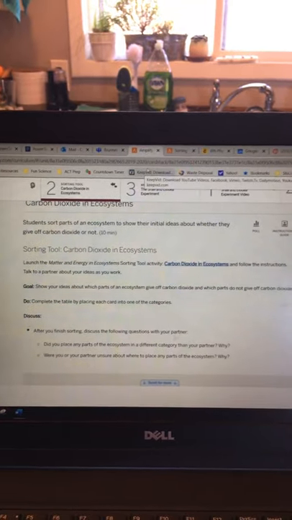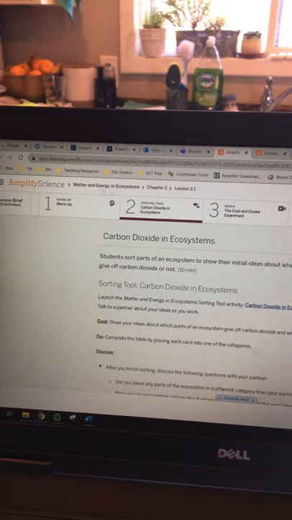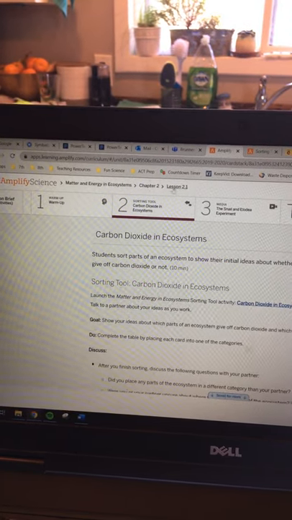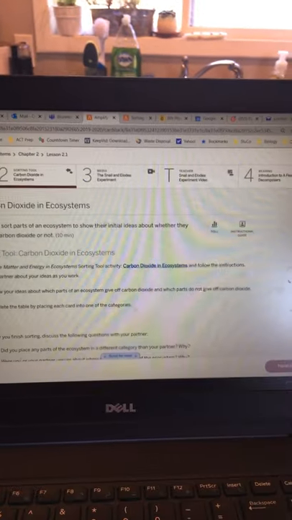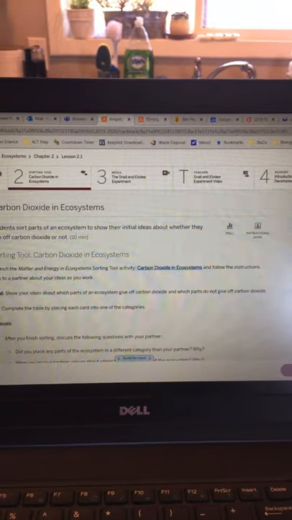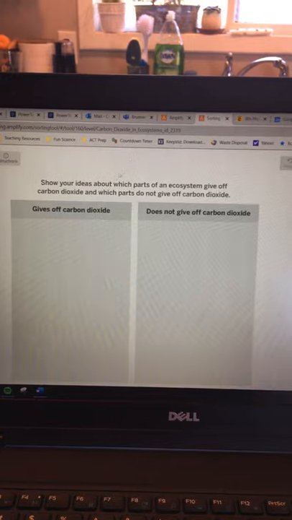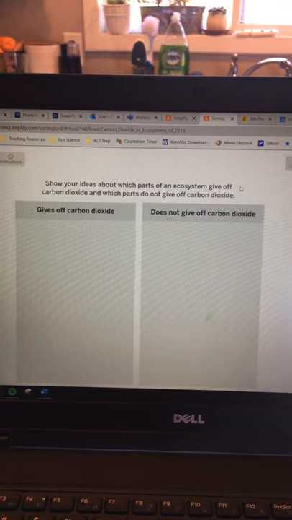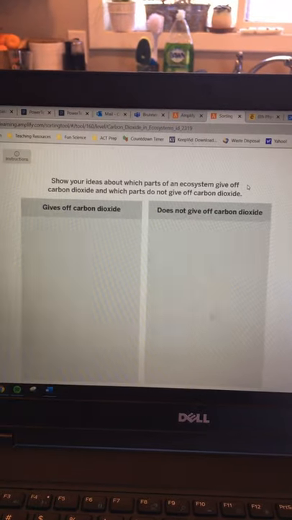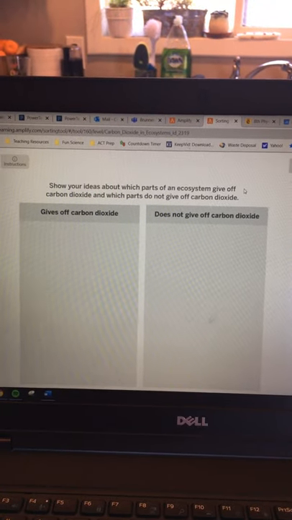So anyway, yesterday you guys should have done this little sorting tool activity. It was lesson 2.1. We're still in Matter and Energy and Ecosystems, chapter 2, lesson 2.1. Yesterday you guys should have done activity 2. It's this little sorting tool. If you go to the link, it looks like this. It says, show your ideas about which part of an ecosystem gives off carbon dioxide. So your focus for this 2.1 lesson is, where does carbon dioxide come from in an ecosystem?